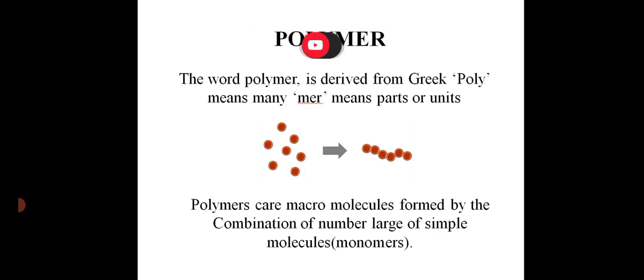So, look at this picture. The monomers, the simple molecules, are shown here. The monomers combine together to form a large molecule or macromolecule, that is a polymer. Poly means many.